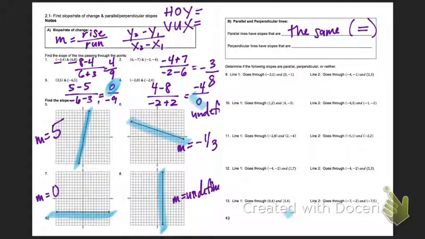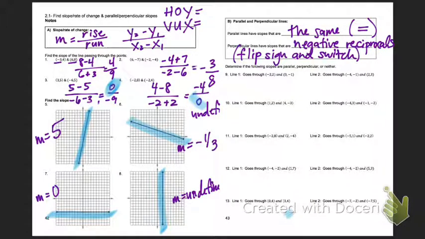Okay, the perpendicular lines have slopes that are what? Negative reciprocals. They're different. Negative reciprocals. I don't know how to spell it. Reciprocals. I think that's right, but I don't know. And so that means you're going to switch the numbers and you're going to flip the sign. So flip, sign, and switch. Needs to be both.